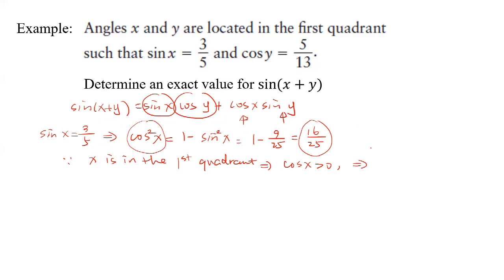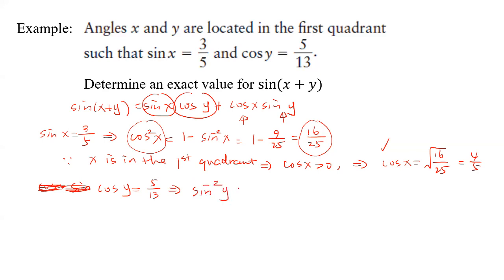So that means cosine x is the square root of 16/25, which is 4/5, right? So in this way, we have settled the cosine x. And we can use a similar way to find sine y, because we know that cosine y is 5/13. So sine y squared equals 1 minus cosine y squared, and this is according to the Pythagorean identity, right?